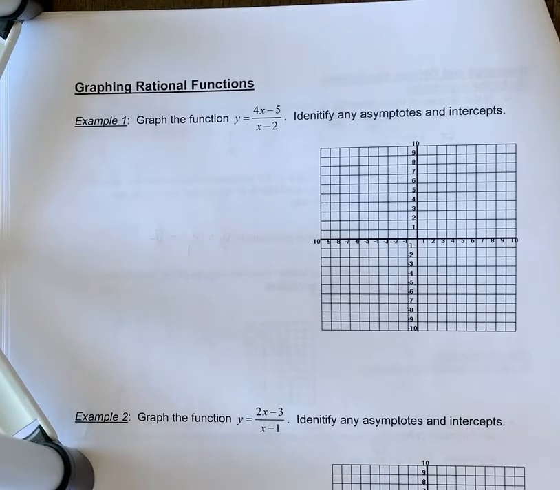Graphing rational functions. Graph the function y equals (4x minus 5) over (x minus 2) and identify any asymptotes and intercepts. So for us to graph this one, there's a couple different strategies. Knowing the asymptotes and intercepts and even testing points could work if you needed to. I always like to convert it into a over (x minus h) plus k form.